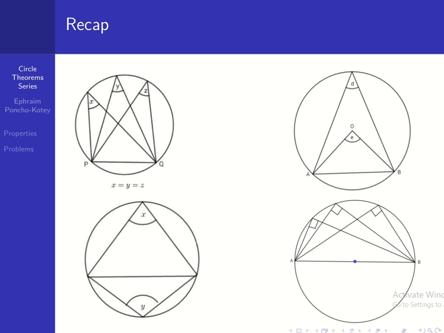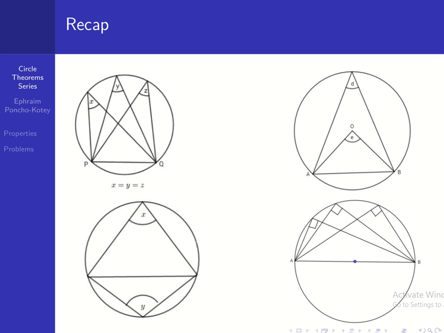The last time we saw that if we have a chord and it subtends different angles at the circumference, and those angles are on the same side, then they are equal. So we had that x is equal to y is equal to z. Secondly, we had that if we have a chord and it subtends an angle at the center and the same chord subtends another angle at the circumference, like we see in the diagram, then we have that E is equal to 2D.